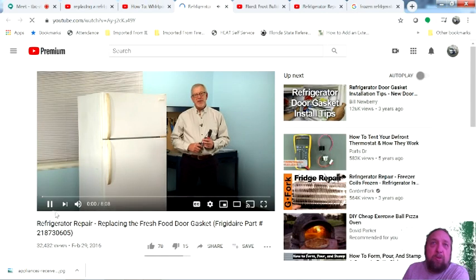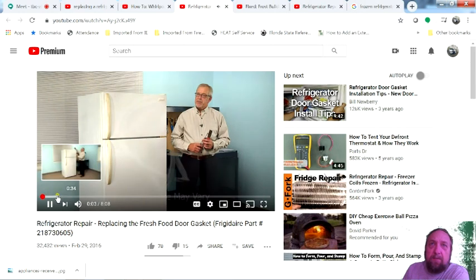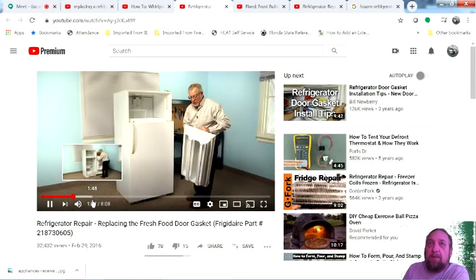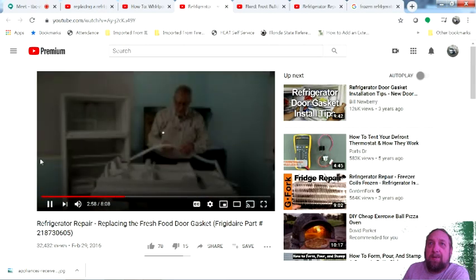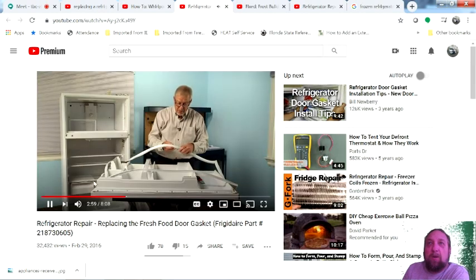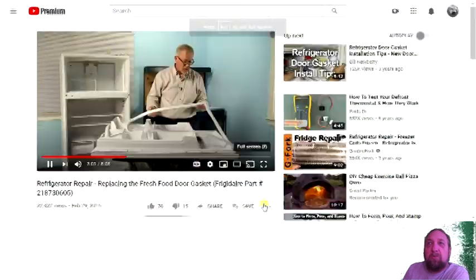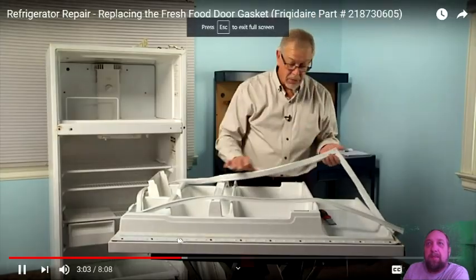Hi, it's Pedro. Today we're going to show you how to change the gasket. Do you ever take the door off? Put that door aside for now. Okay, now immediately inspect the gasket, make sure that there's no damage or tears in either of the corners.